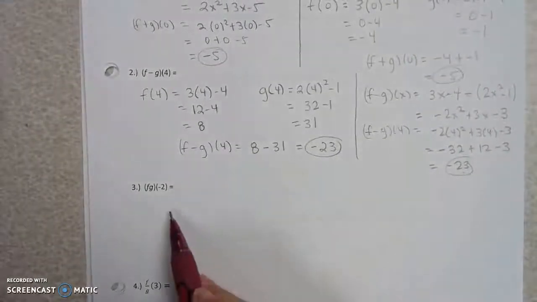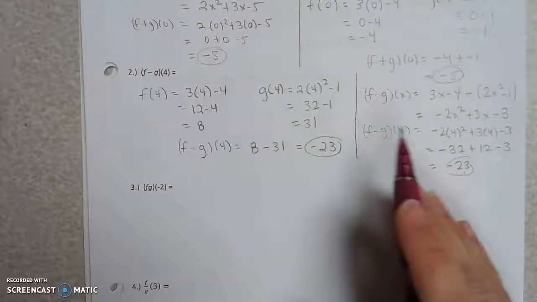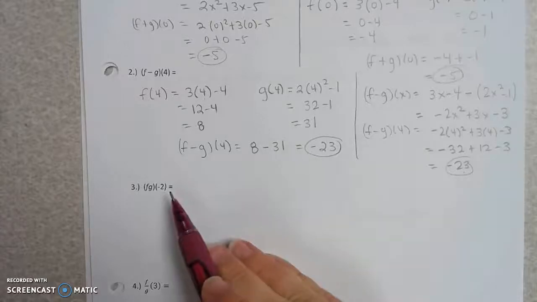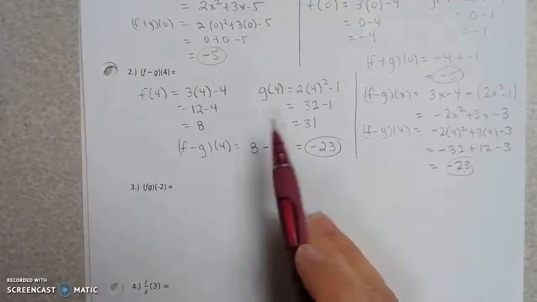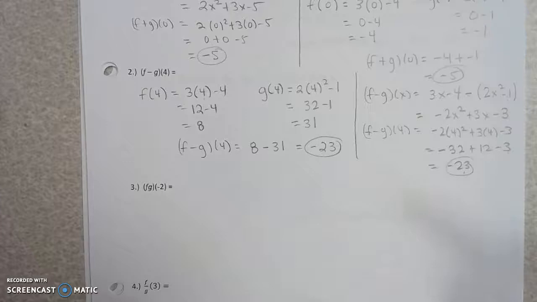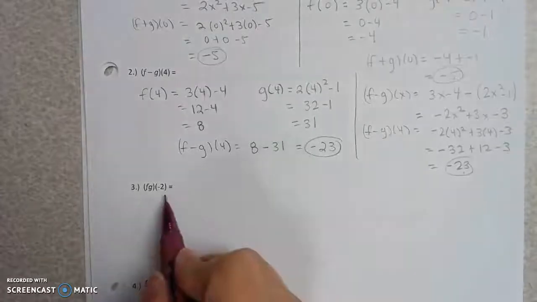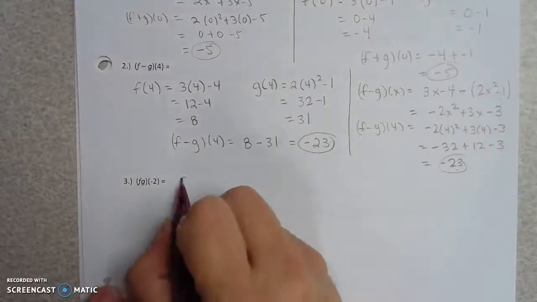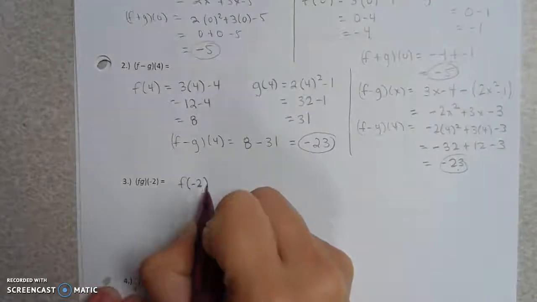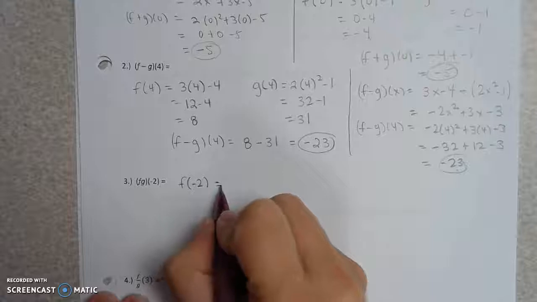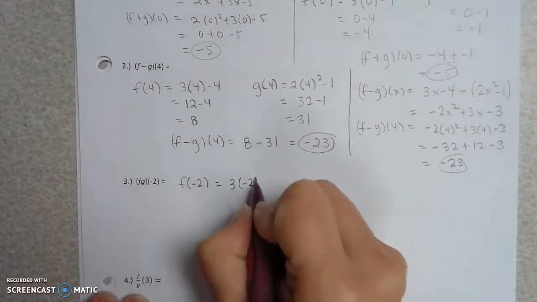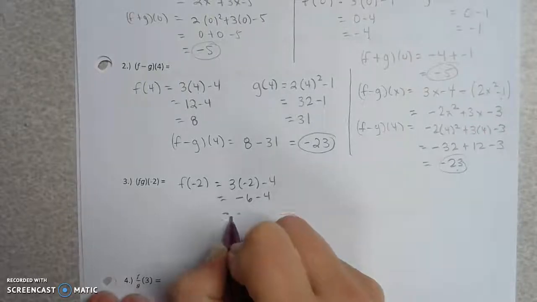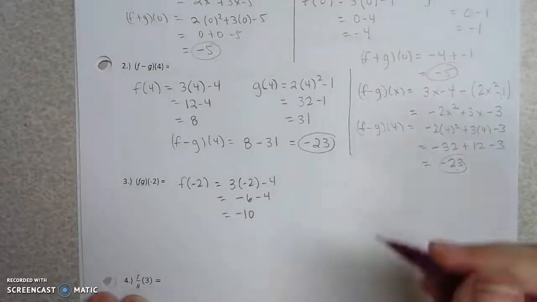Alright, if I want to find f times g of negative 2, I can use either method. First multiply the two together, then fill in a negative 2. Or I can fill in negative 2 into each function and multiply the resulting answers. So I'm going to fill in and then multiply the resulting answers. So I'm going to find f of negative 2. And that'll be 3 times negative 2 minus 4. It'll be negative 6 minus 4, which is negative 10.